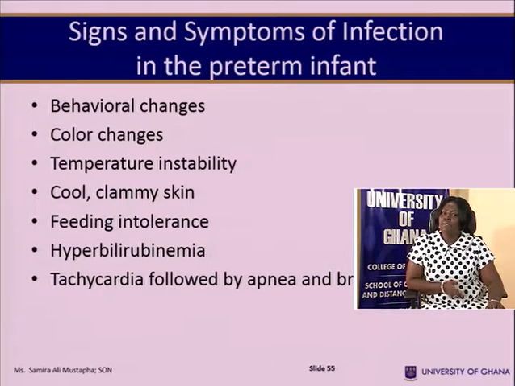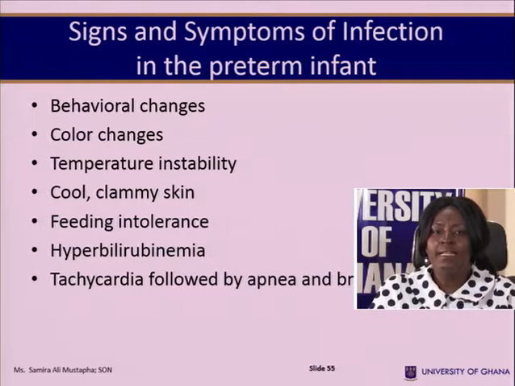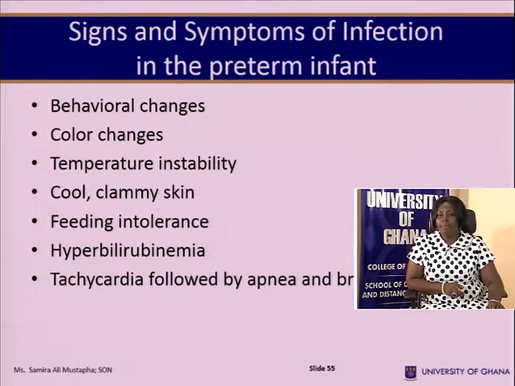So we have to note certain behavioral changes that will inform us that the baby is having infection. The color changes, the baby becomes cyanotic, and the baby may have hypothermia, or can also become extremely hot. So it's not always the case that infection in the newborn will result in hypothermia, but hypothermia may also be a sign. The skin will be cool and clammy, the baby will not feed well, and the baby may be jaundiced.